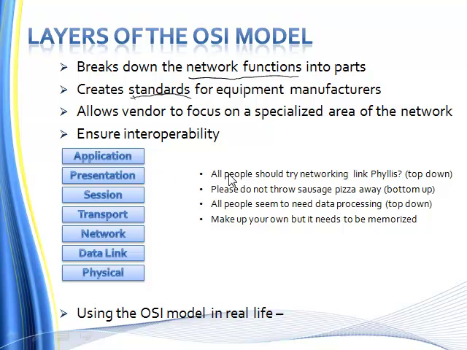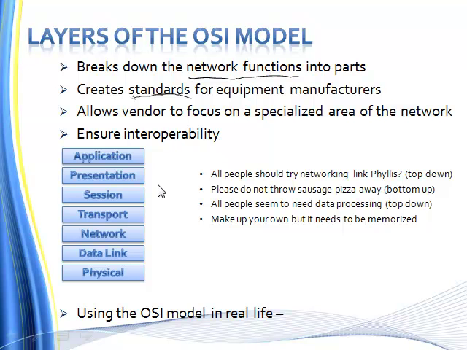It also allows vendors to specialize in areas of the network. You have equipment vendors that are focused on routing, some focused on switching, and some actually focused on the chips inside the routers and switches. All of this works together to ensure that we've got interoperability, so all these cards, devices, people, equipment, and manufacturers are able to work together.